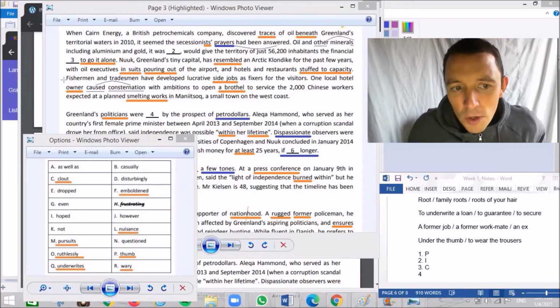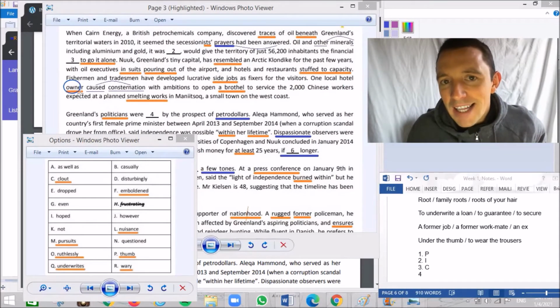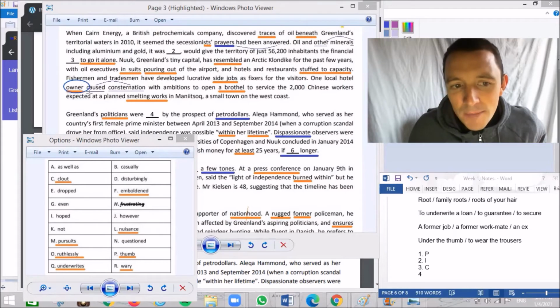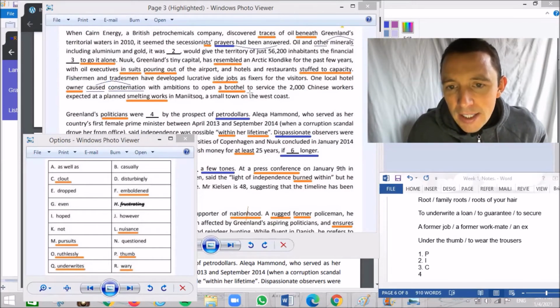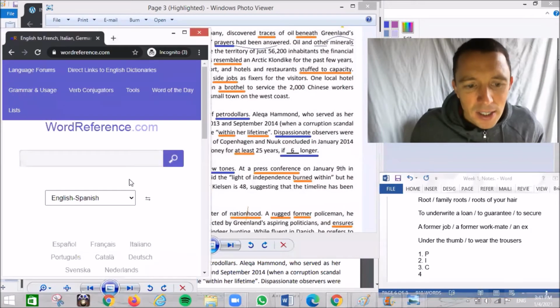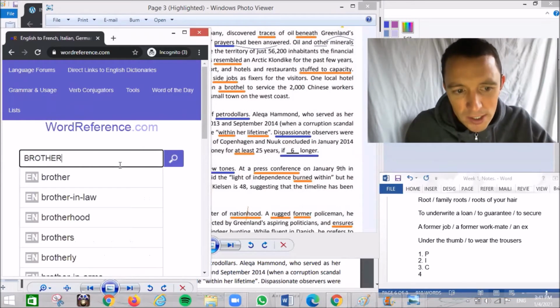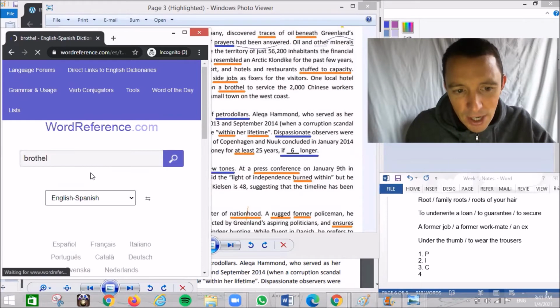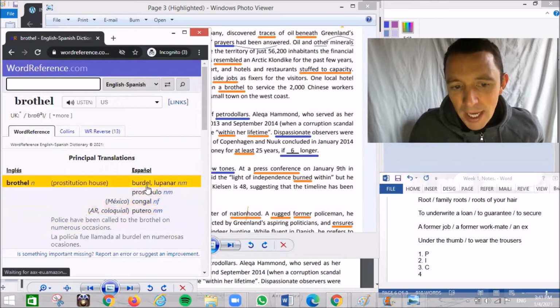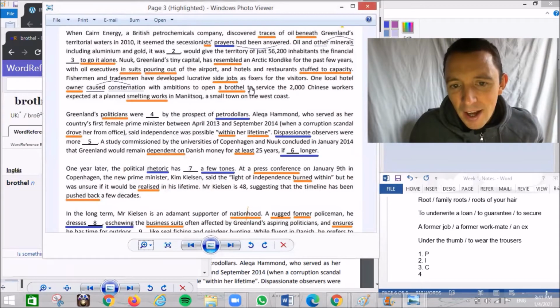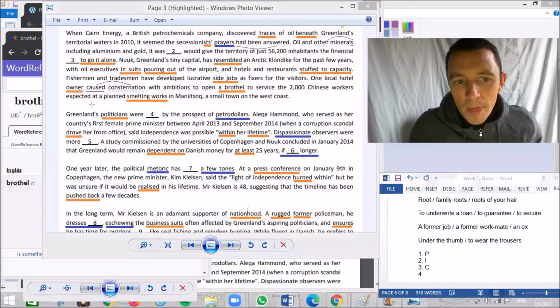One local hotel owner, so the verb is to own and the person is the owner, ER. The owner caused consternation with ambitions to open a brothel. Okay, and I'll just get the exact translation here for the brothel because there's probably a lot of informal words. And here the translation you can see, bordel. I think that's the best translation, bordel. Okay, so that is a brothel to service the 2,000 Chinese workers expected at plant smelting works.